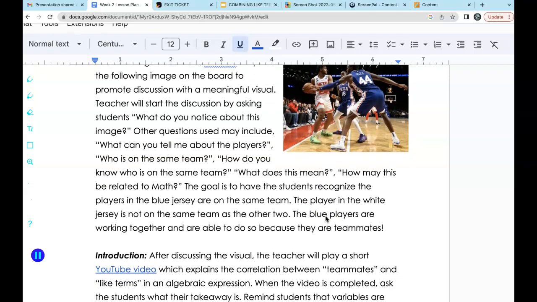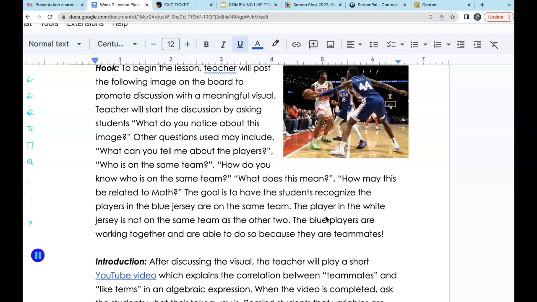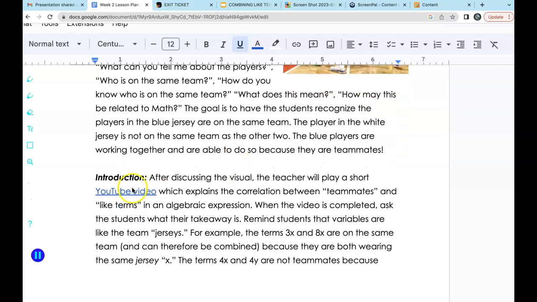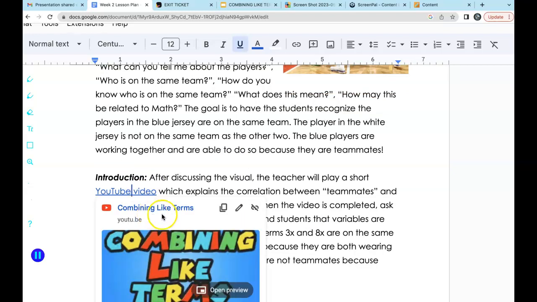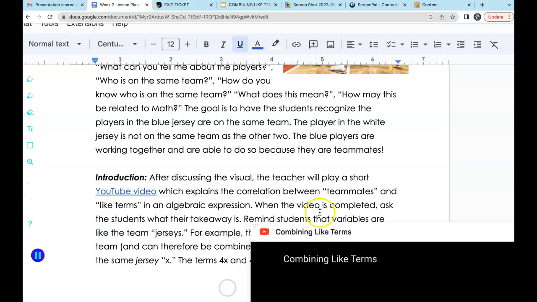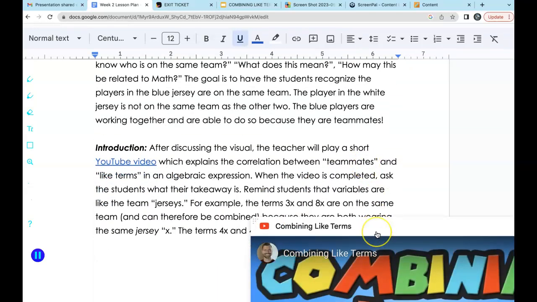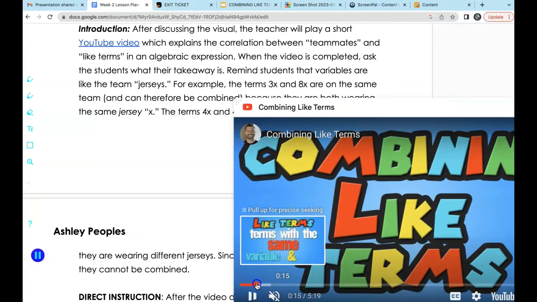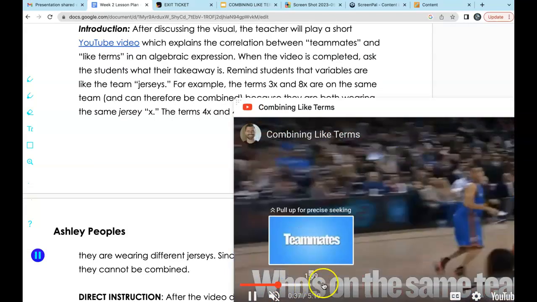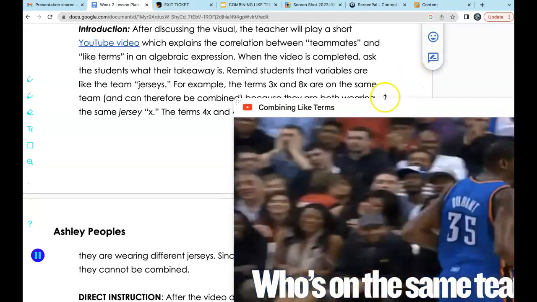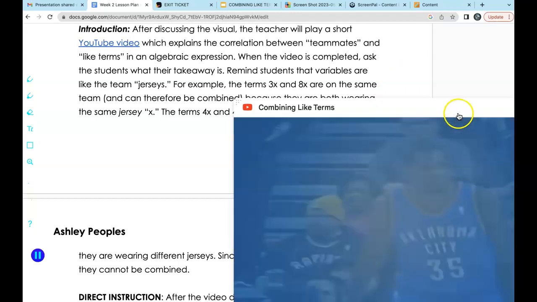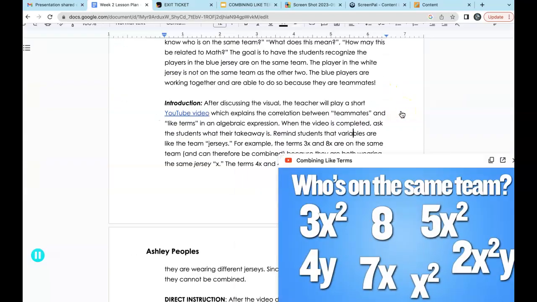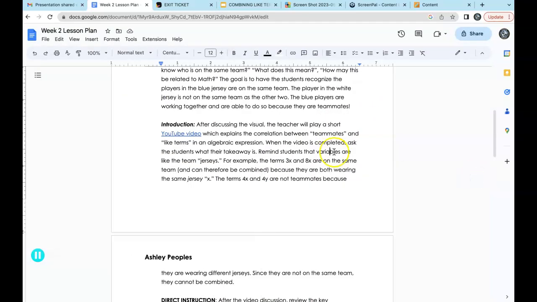After the discussion, once students are able to recognize the differences in the teammates, I will play a short YouTube video clip, which really uses sports to help explain combining like terms. So in this clip, it also uses basketball to help students recognize those who are wearing the same jersey are considered like terms, and for them to view the jerseys as variables.